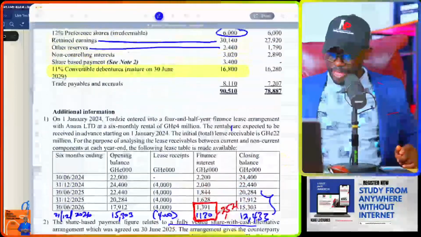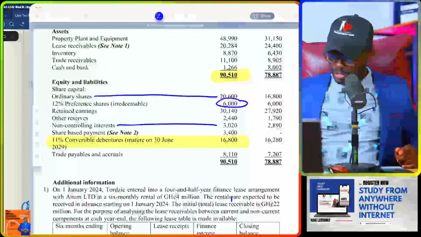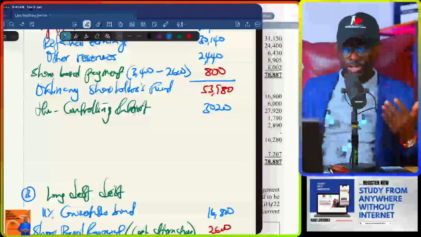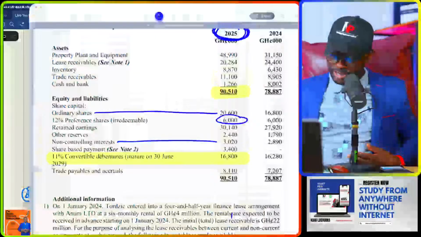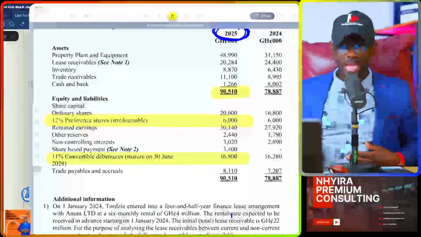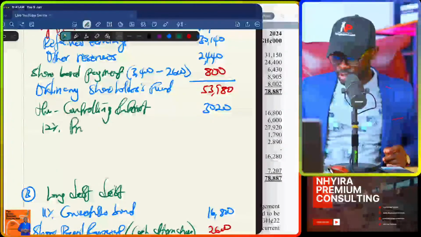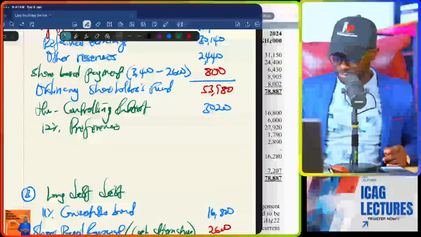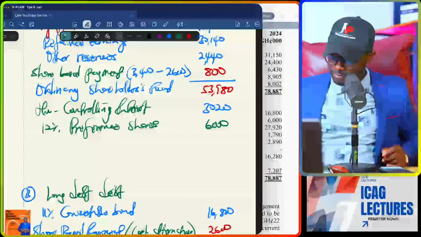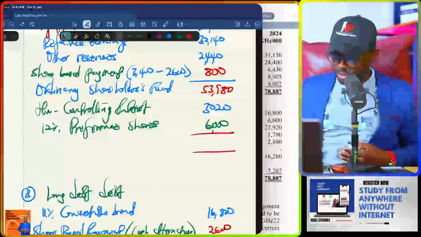All right? So the non-controlling interest figure here is 3,020. Then the preference shares, because they are irredeemable, will be under equity, right? So they will form part of the equity. So 12% preference shares, that's 6,000. And so we add these up, and that is what gives us total equity.